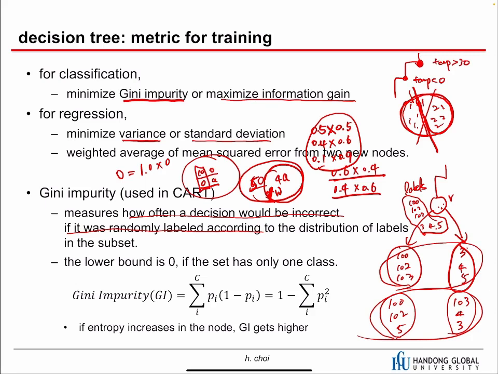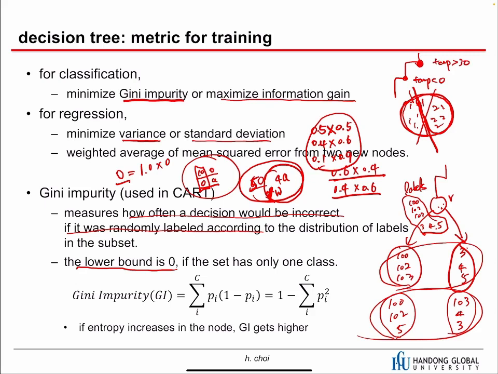So if we have a single class in the node, so all the samples are in the same class, then Gini impurity will be 0. So that's what this says: the lower bound is 0 if the set has only one class. So this is the direction. If we increase this Gini impurity decrease in the next node, then that's the way to go. That's the way to split the current node.